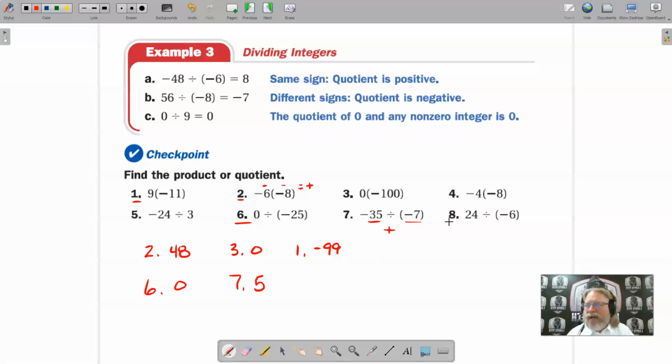And then finally, number 8. The two signs are different, positive and negative, so the answer is going to be negative. So for number 8, I know my answer is going to be negative. And 24 divided by 6 is 4. So the answer, or the quotient to be exact, since it's division, the quotient is negative 4.